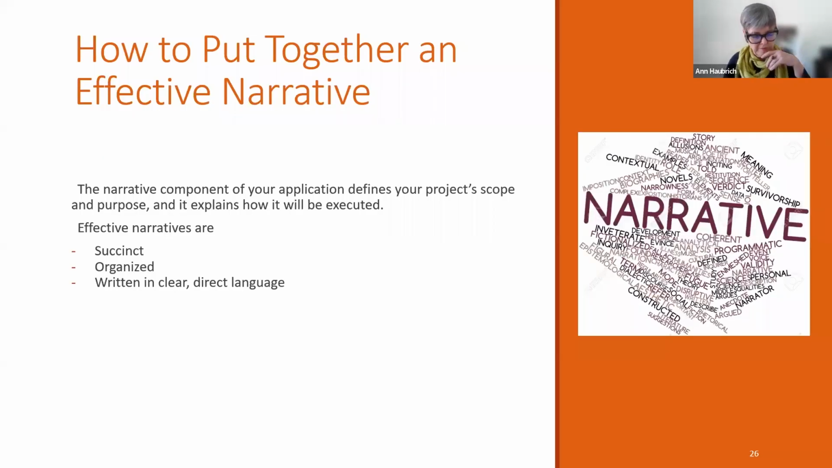So, how to put together an effective narrative. The narrative component of your application defines your project's scope and purpose, and it explains how it will be executed. Effective narratives are succinct, organized, and written in clear, direct language. Your goal is to explain your project so well that a reader or reviewer understands the breadth of the project and is convinced of its value. The narrative will help reviewers determine if your work should be funded and how high or low your application will be scored.